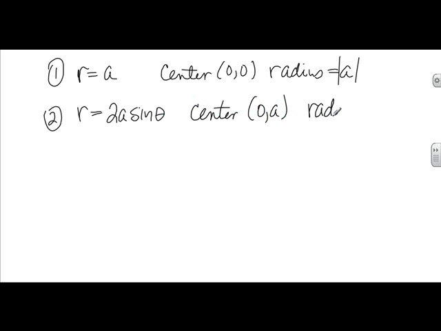If you have r equals 2a times cosine theta, the center is (a, 0), and the radius is absolute value a.